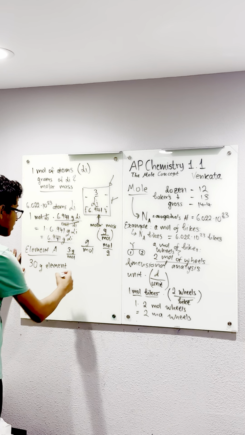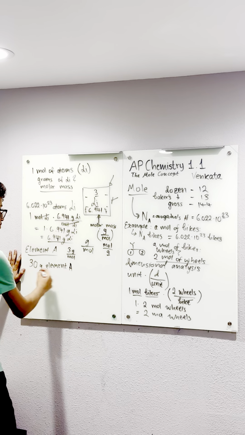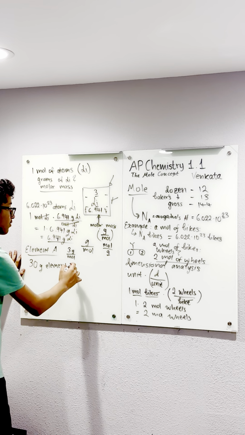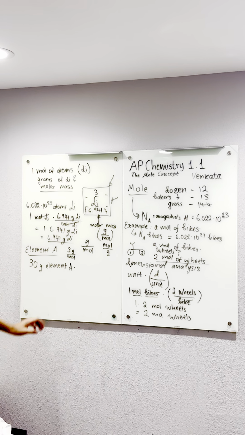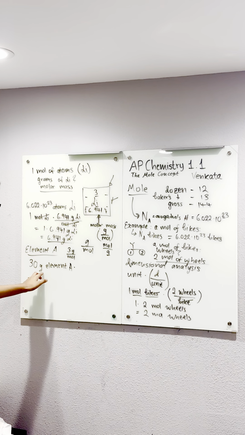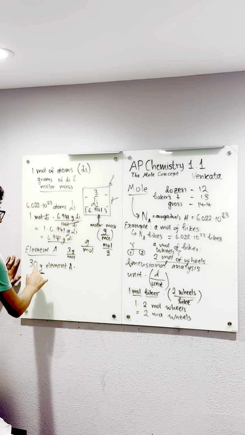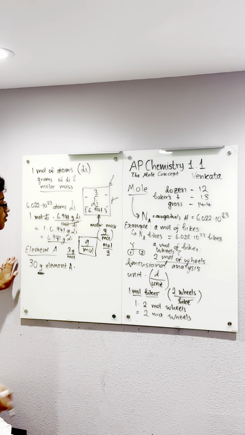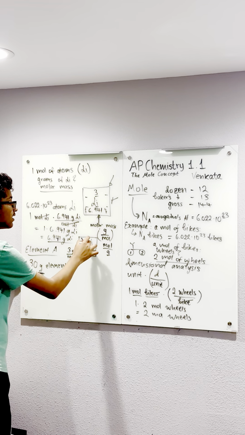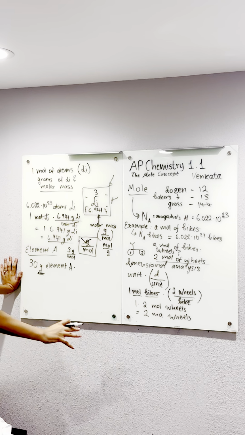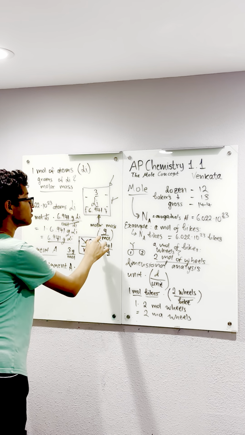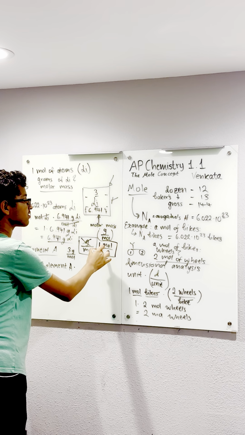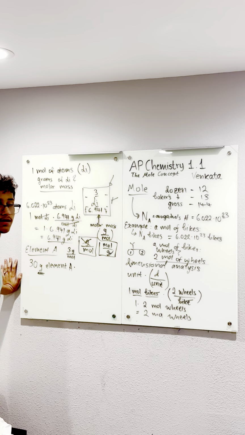Well, let's go ahead and try to solve it. So, we have 30 grams of element A, and then we multiply it by our conversion factor. Remember, we want to put the unit we want to cancel in the denominator. So we want to cancel grams. This is just the unit for our molar mass. If you look at it, grams is not in its denominator, so we can't use its molar mass for this. We have to use the reciprocal molar mass, because that has grams in the denominator.